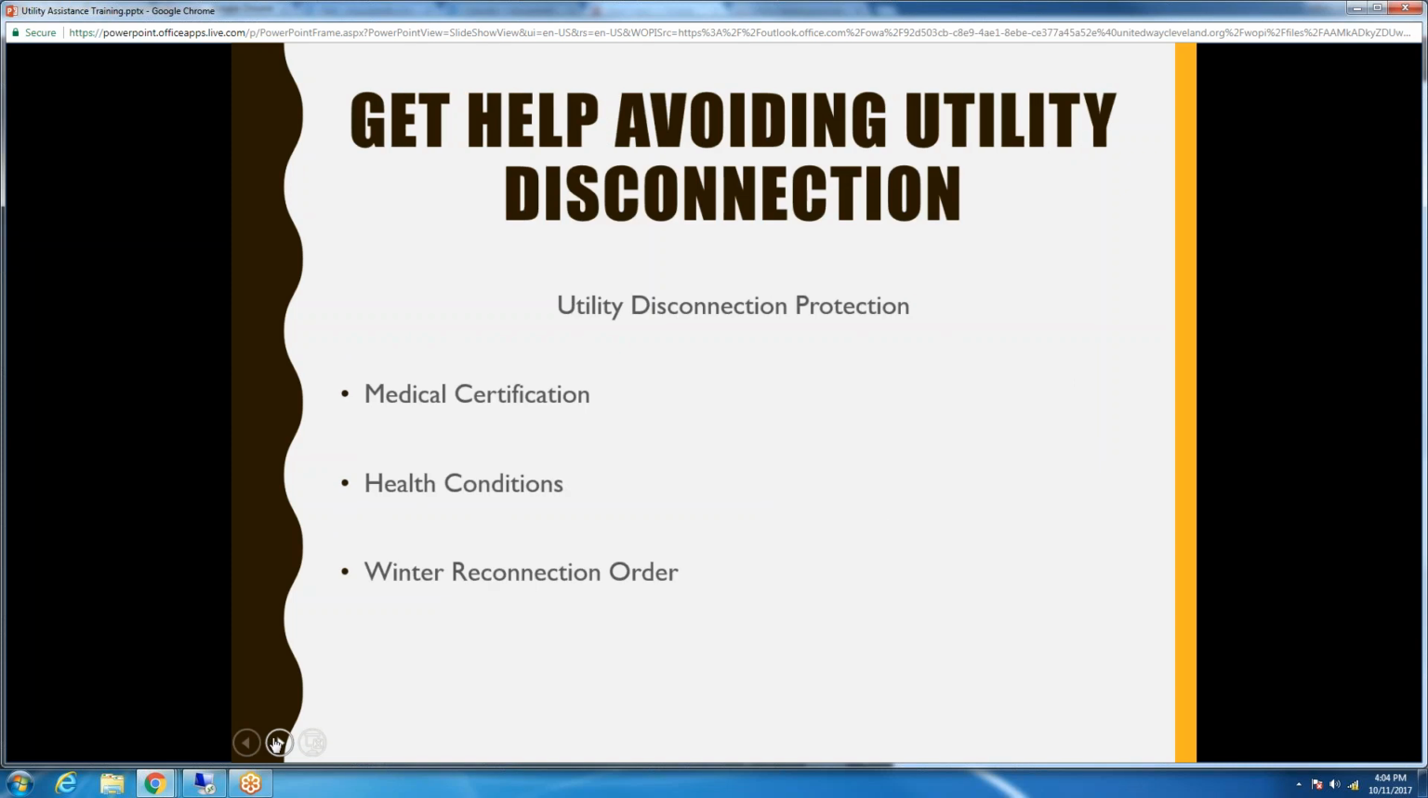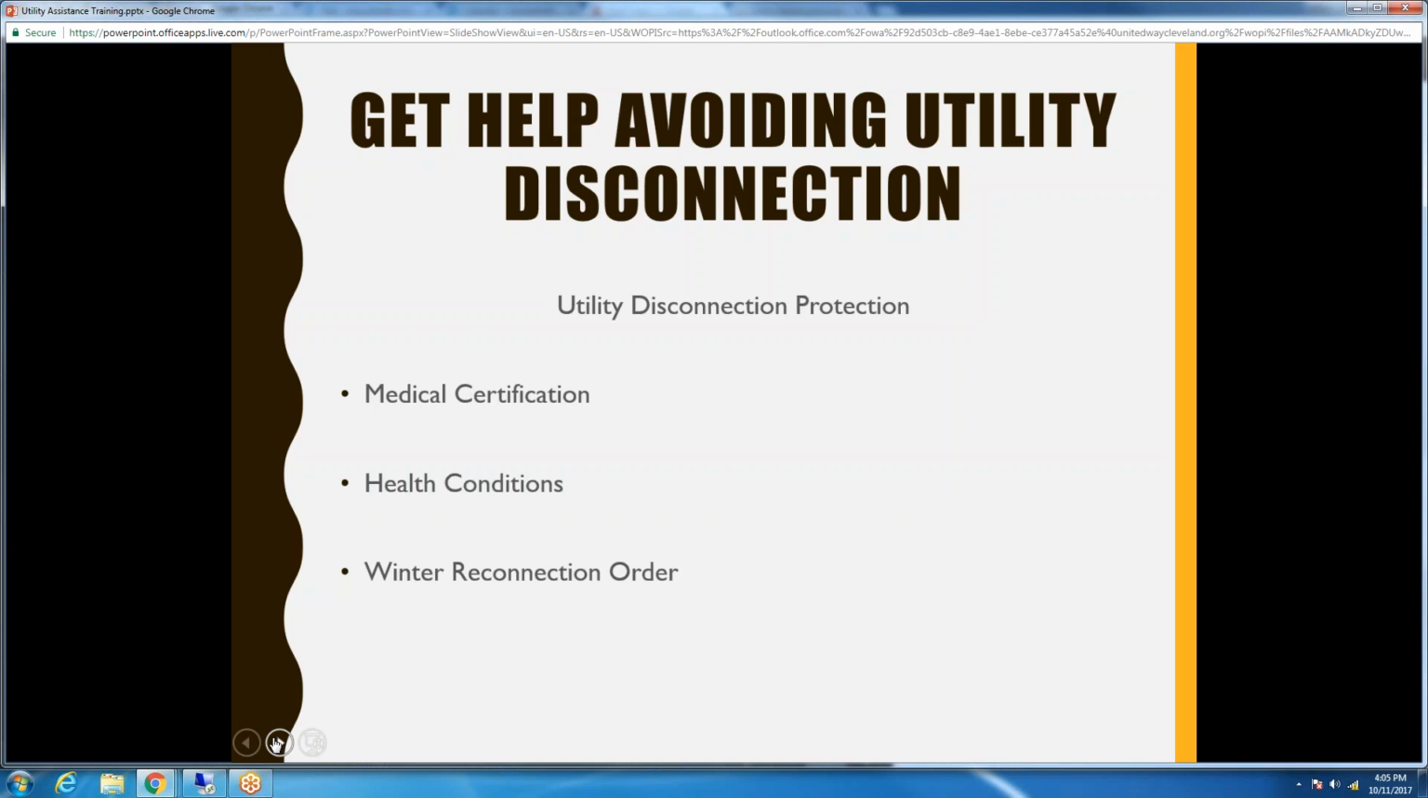We're going to move along here. So this is Get Help Avoiding Utility Disconnection. The taxonomy is Utility Disconnection Protection. Programs are generally funded through utility rates that prohibit utility disconnections during severe weather for households with vulnerable members, including people who are ill or elderly or have disabilities or other hardships.